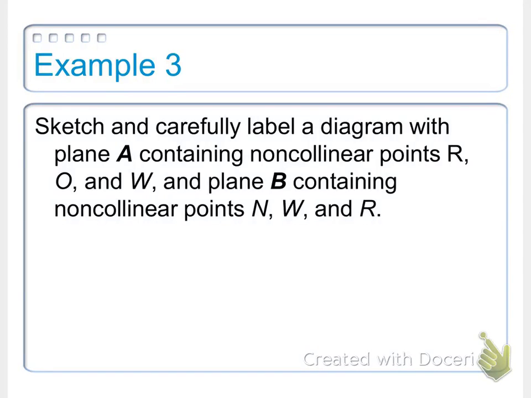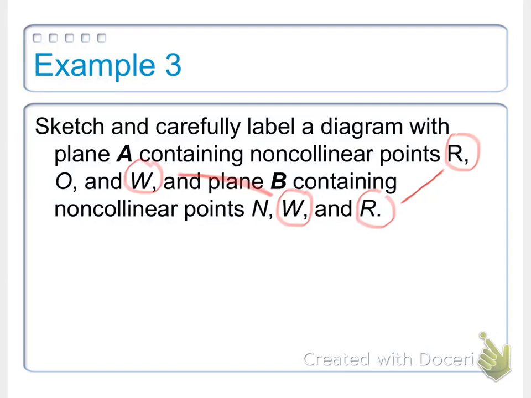In example 3 for section 2.4 and 2.7, it says sketch and carefully label a diagram with plane A containing non-collinear points R, O, and W, and then a second plane B containing points N, W, and R. And so right away when I look at this, I see in plane B there's a W and an R, and in plane A there's also a W and R. That tells me that I can only have one set of R's and one set of W's.